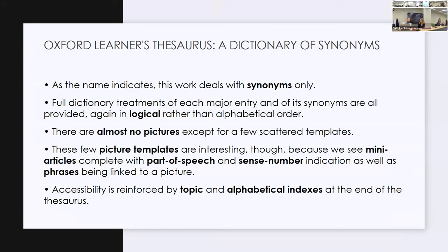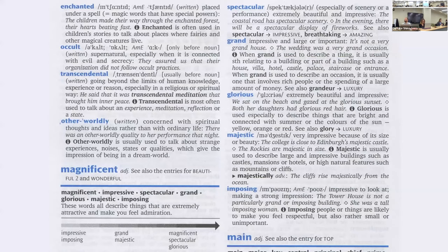Well, it's a dictionary of synonyms that I took, so clearly synonyms are ordered logically. There are no pages, but also, well, I said no, there are few pages, but few picture plates. And then it has a number of indexes. Take, for example, a page in that synonym dictionary.